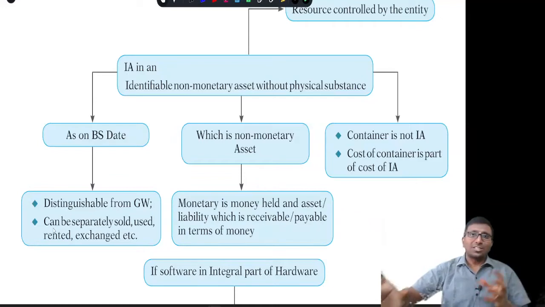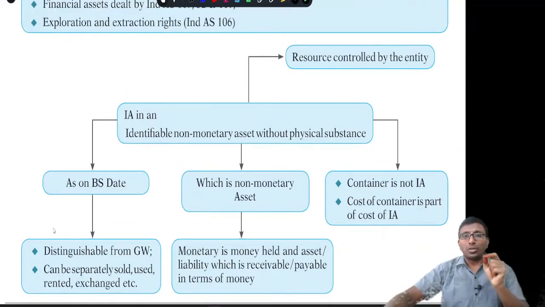If it is a physical asset, you can prove it is my asset, it is in my name or something. If it is intangible, the entity should have control over it. If you can say we have control, then it is your asset. Without physical substance: you have to consider whether the intangible has more value or the tangible has more value. You have to take a judgment.